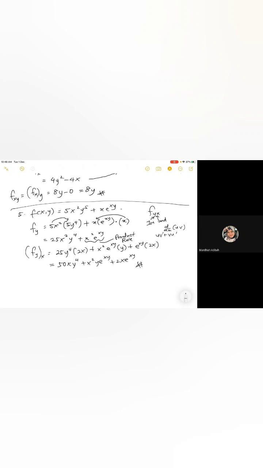So this is your answer. You may try for fxy, and basically we'll get the same answer. If the function is a continuous function, then your fxy will be equal to your fyx. This is a theorem.